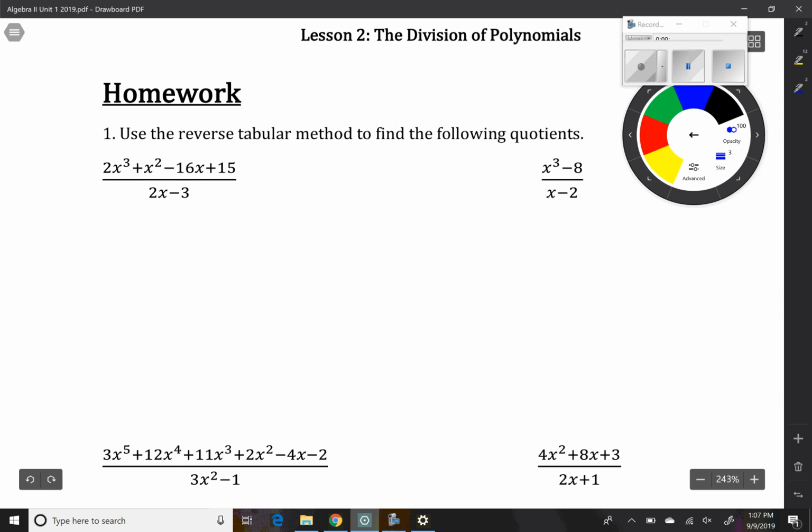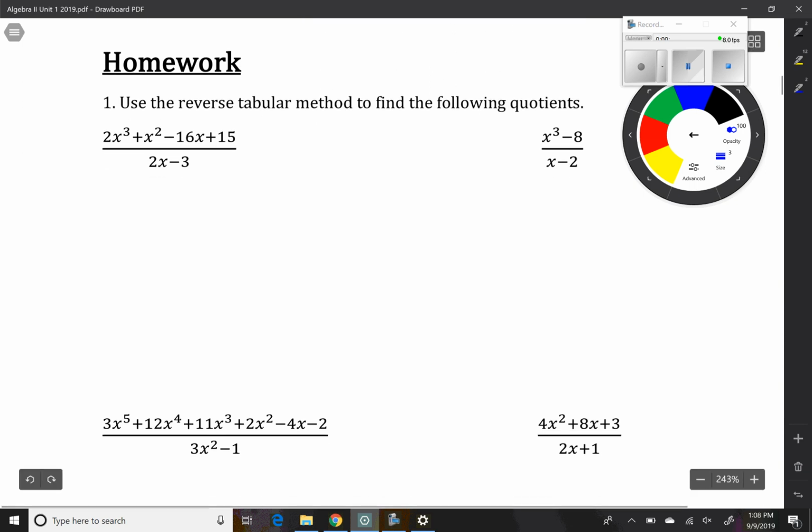All right, everybody, welcome to the video here for lesson number 2 on the division of polynomials. So in this lesson, we learned how to do the reverse tabular method to find all of your quotients. So let's take a look at the first one.